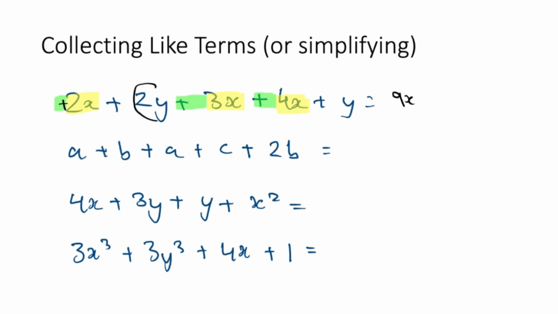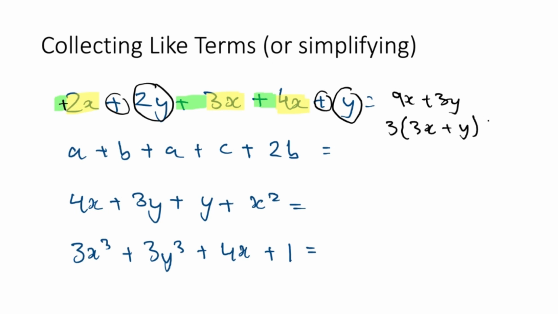You have a y term here with the plus sign, and then you have another y term here with the plus sign. 2y plus 2y plus y will give you 3y. And then you can further simplify by taking a common factor. So 3x plus y. Now this is the simplest form. You can't go any simpler than that. You can't add x plus y because they're two different terms.